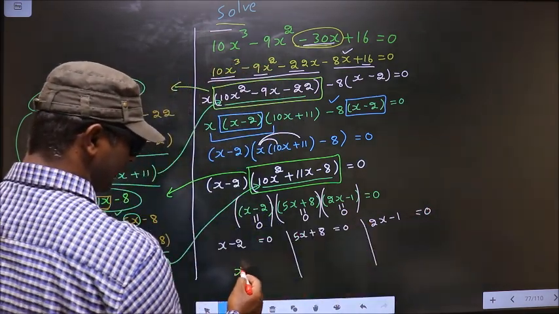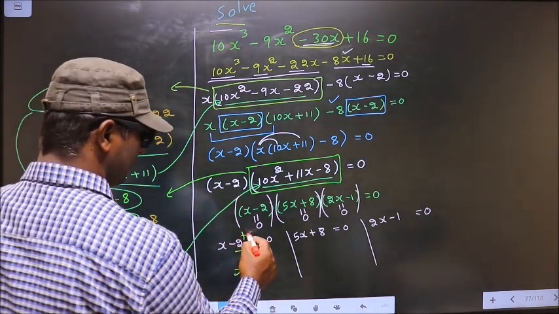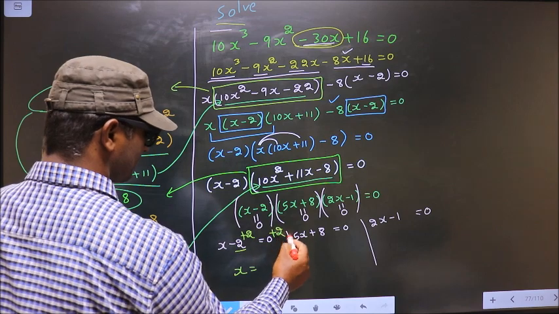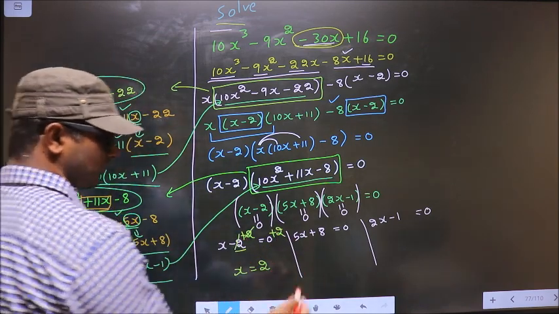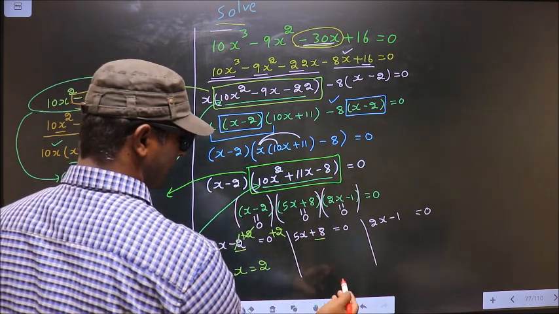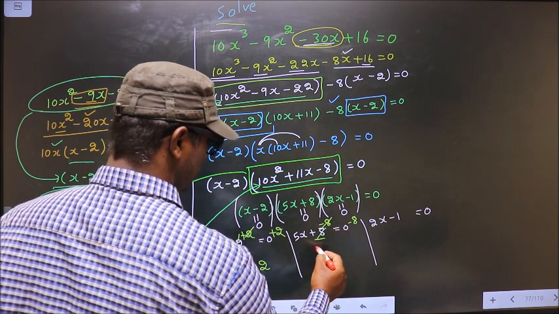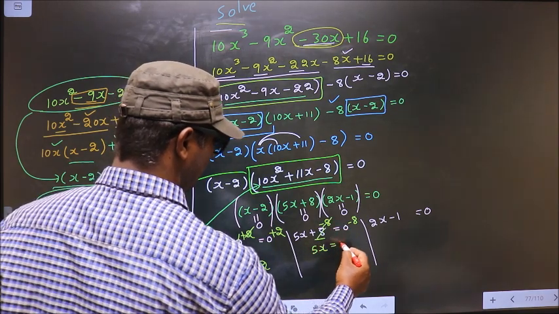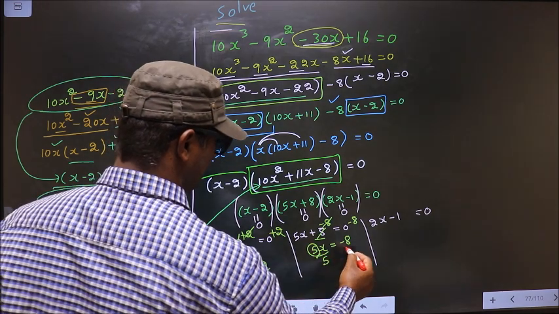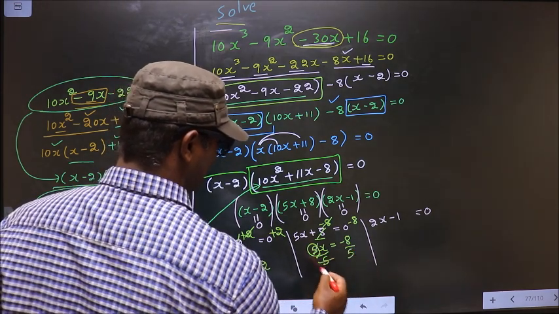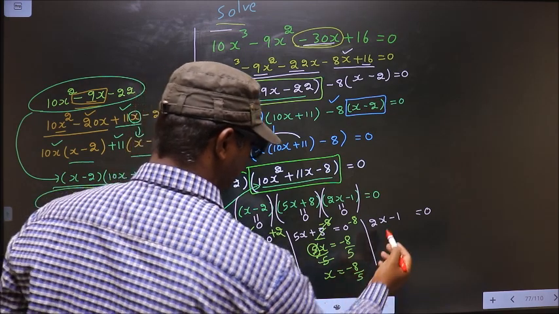To get x value here, I should remove minus 2. For that, you add 2. So now it cancels out. Here you get x equal to 2. Here first you should remove 8. So you subtract 8. So it cancels out. You get 5x equal to minus 8. Now you should remove 5. For that you divide by 5. It cancels out. You get x equal to minus 8 by 5.